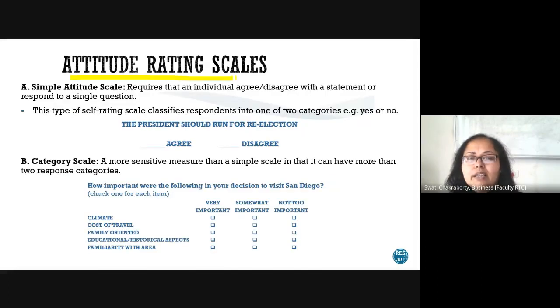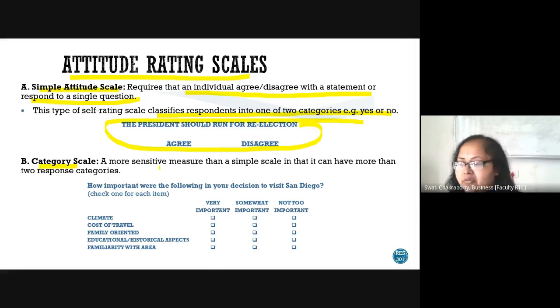So, attitude rating scales. A simple attitude rating scale requires that an individual agree or disagree with a statement or respond to a particular single question, and it classifies respondents into one of two categories, yes or no. This is an example. Next is the category scale, which is a more sensitive measure where it can have more than two responses. You see, there are more than two.